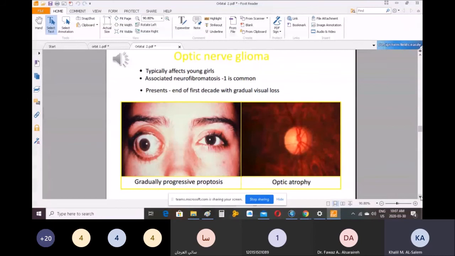Gliomas. Optic nerve gliomas are one of the optic nerve tumors, as well as they can be considered as an orbital tumor. Glioma, let's talk more about the supporting cells of the retina and the optic nerve. Okay. So what are the supporting cells of the retina? These are the Müller cells. Right. Supporting cells of the optic nerve head, these are the astrocytes. Supporting cells of the optic nerve beyond the optic nerve head, oligodendrocytes.